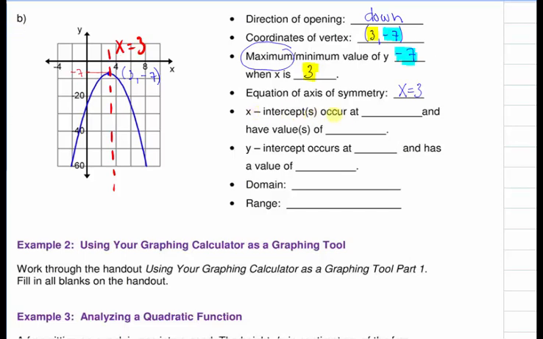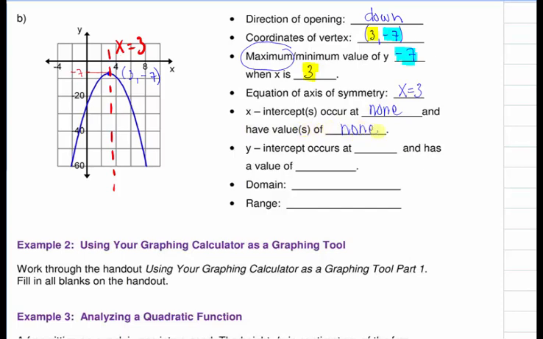X-intercepts occur at, well, if you take a look at our graph, the vertex is below the x-axis, which means that, because your parabola opens down, it will not cross the x-axis, and because it won't cross the x-axis, there are no x-intercepts. So we're just going to put none, because there are none.